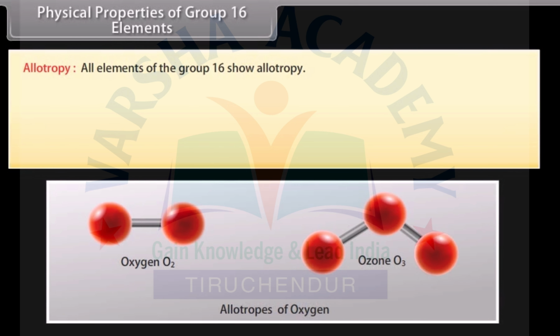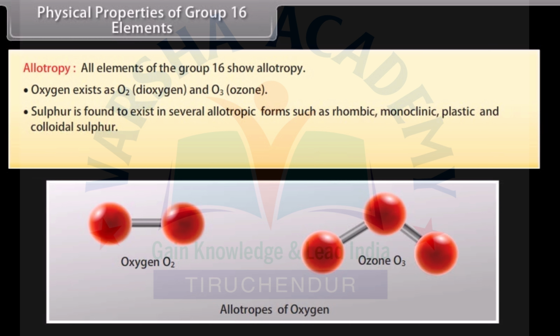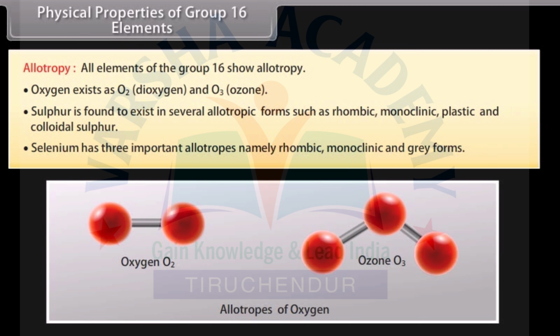Allotropy. All elements of group 16 show allotropy. Oxygen exists as O2 and O3. Sulfur is found to exist in several allotropic forms such as rhombic, monoclinic, plastic and colloidal sulfur. Selenium has three important allotropes, namely rhombic, monoclinic and gray forms.